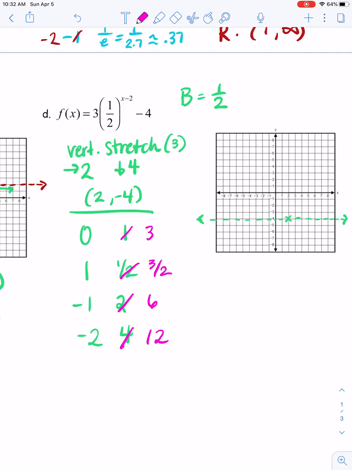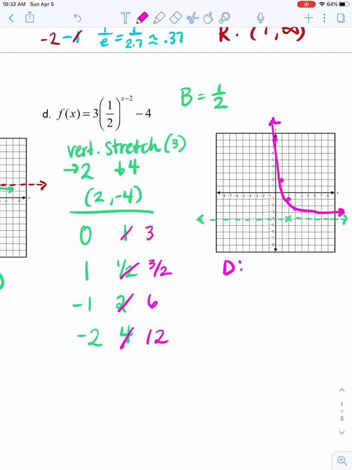So from the point 2, -4, I can go up 3, 1, 2, 3. I can go right 1, up 1.5. I can go left 1, up 6, 1, 2, 3, 4, 5, 6. And I can go right 2, up 12. Almost off the graph, but we made it, okay? So, connecting the dots, there's my exponential. Makes sense that it's showing decay because my base is a number less than 1 but bigger than 0. It looks like it's been vertically stretched. It looks like it's been shifted right 2, down 4.